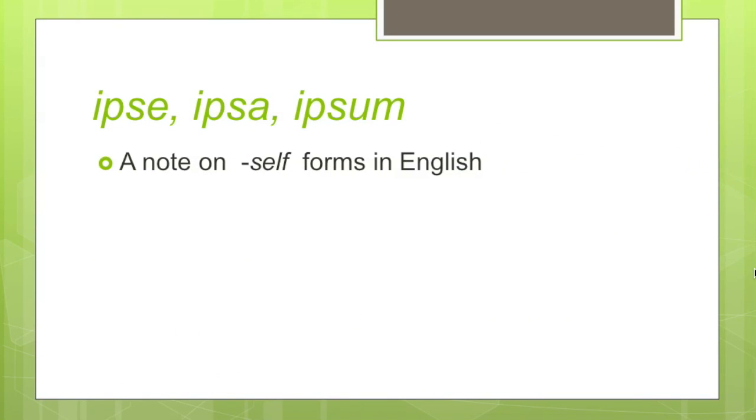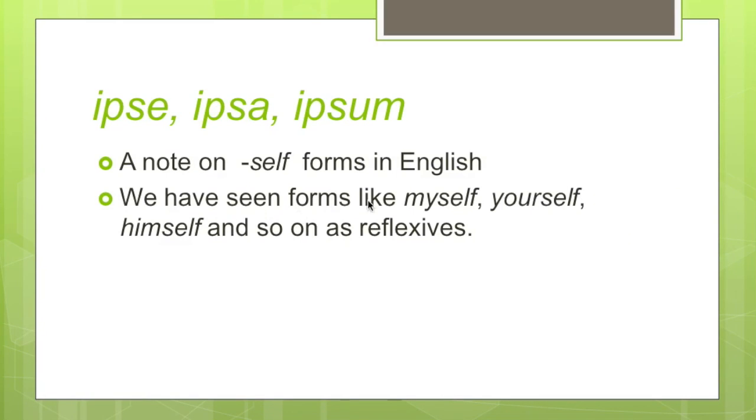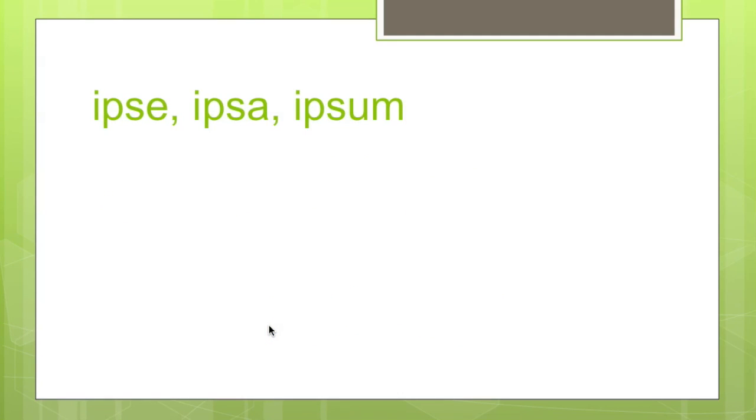Let's move on now to talking about ipse, ipsa, ipsum. First, I have to make a little note on self forms in English. We have seen forms like myself, yourself, himself, and so on as reflexives in English. For instance, I see myself in the mirror. This is reflexive. Or I hurt myself skiing, where myself points back to the I subject.